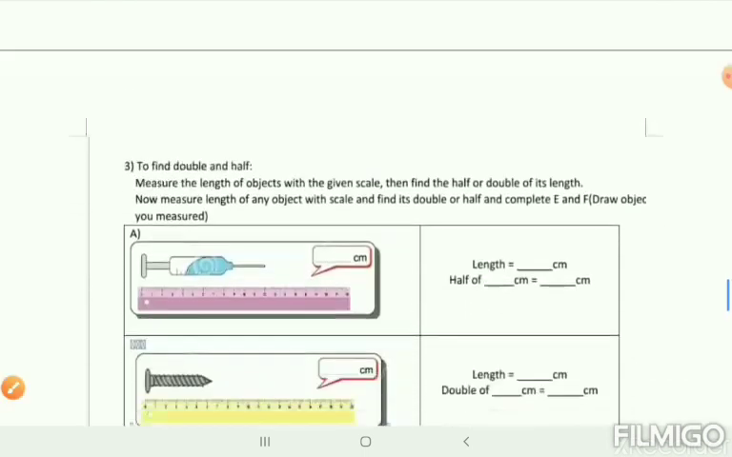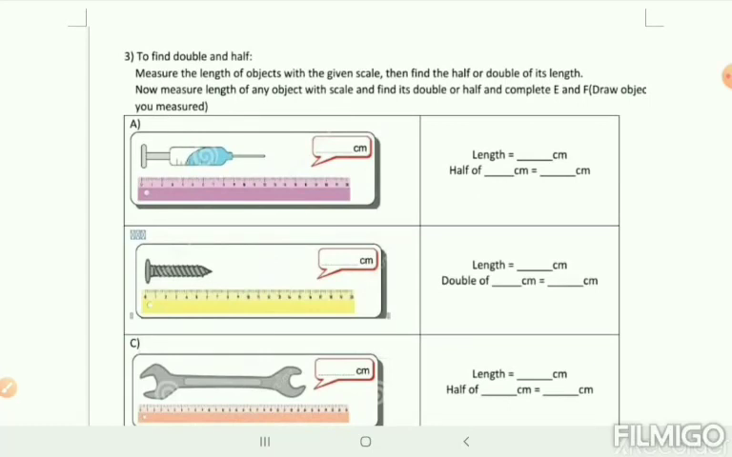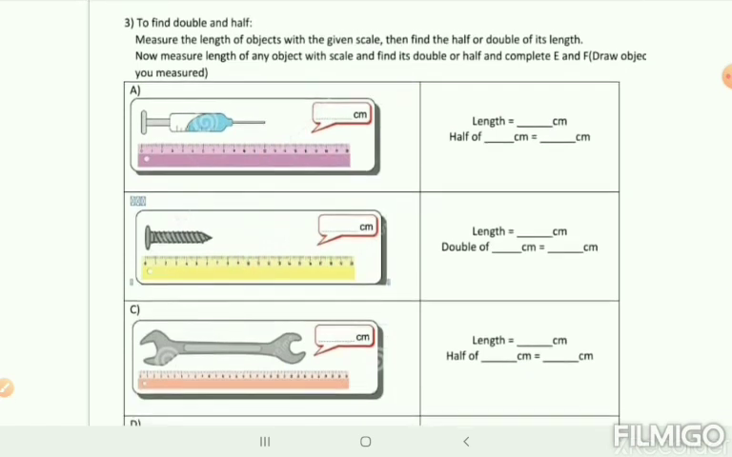Next, in question number 3. This question is to find double and half. Here you are going to measure the length of the object which is given according to the scale which is given here. You can just see here the first one, A in the figure. It is nearly 12. I'm just going to tell you one. It is nearly 12 centimeters. So what is the length of the object which is given?